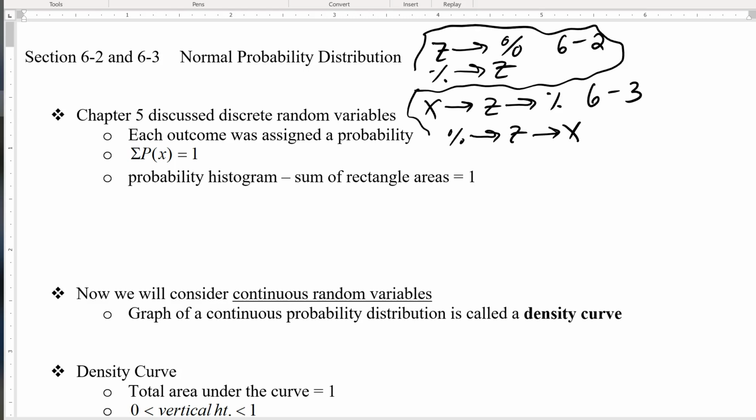We've done this before with the empirical rule. But the idea is now we're going to be dealing with more complicated numbers, so we're going to be using the technology to do that.